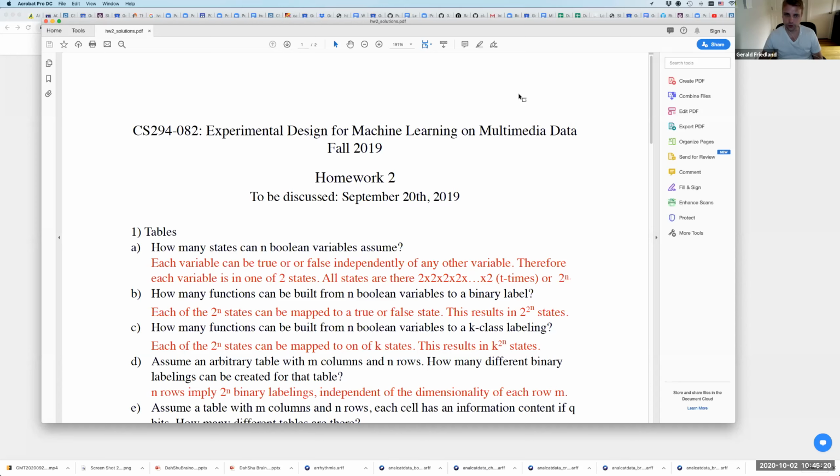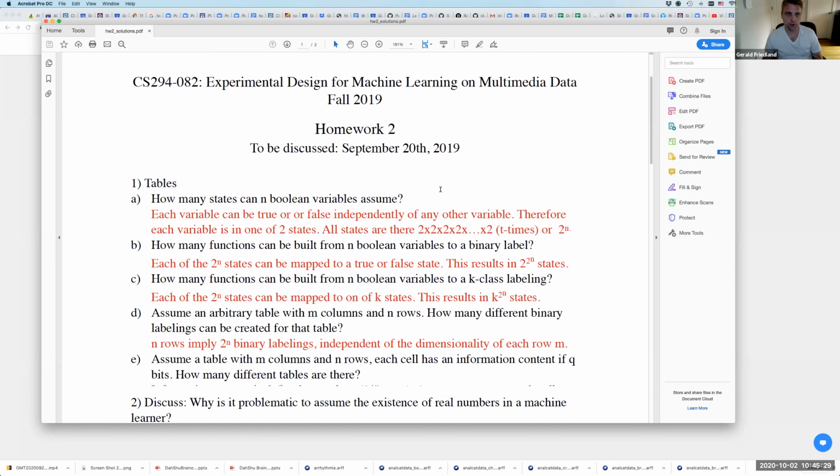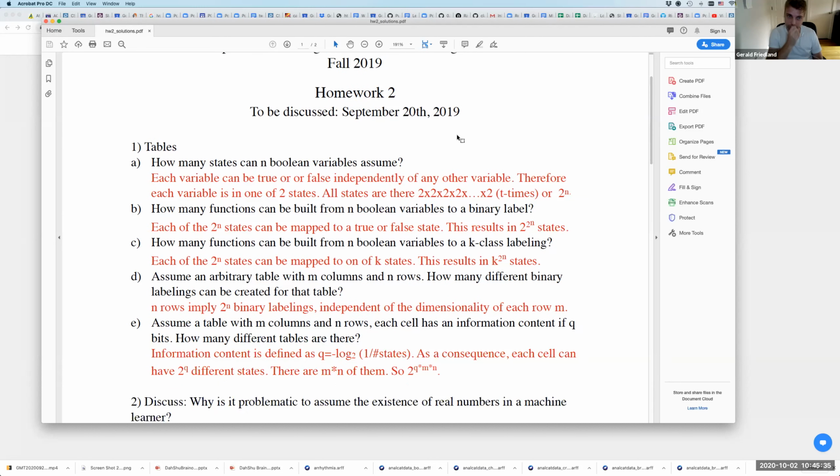And this is homework 2, okay? For some reason, I lost the pages file, so I need to go through a PDF from last semester, but this shouldn't matter. So how many states can n Boolean variables assume? Well, each variable has 2 states, so you have to multiply 2 by 2 by 2 by 2, n times. And guess what? It's 2 to the power of n. So this is kind of basic stuff.